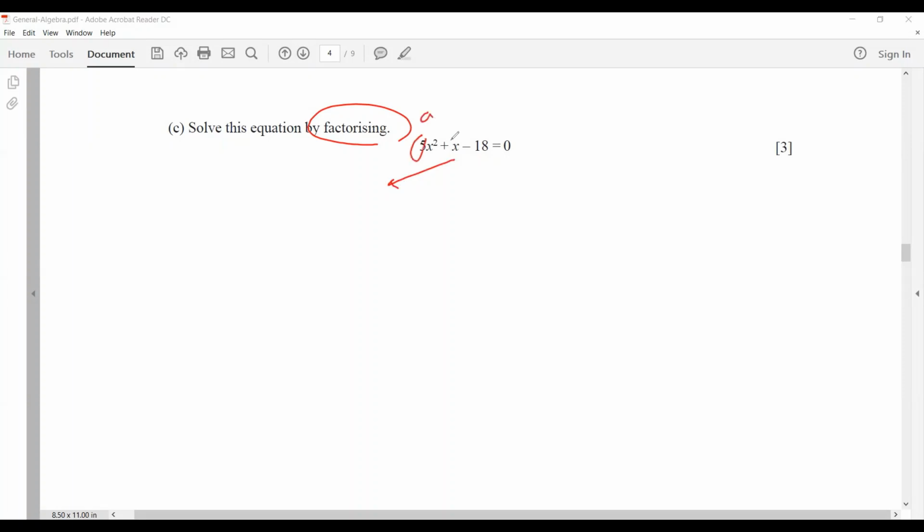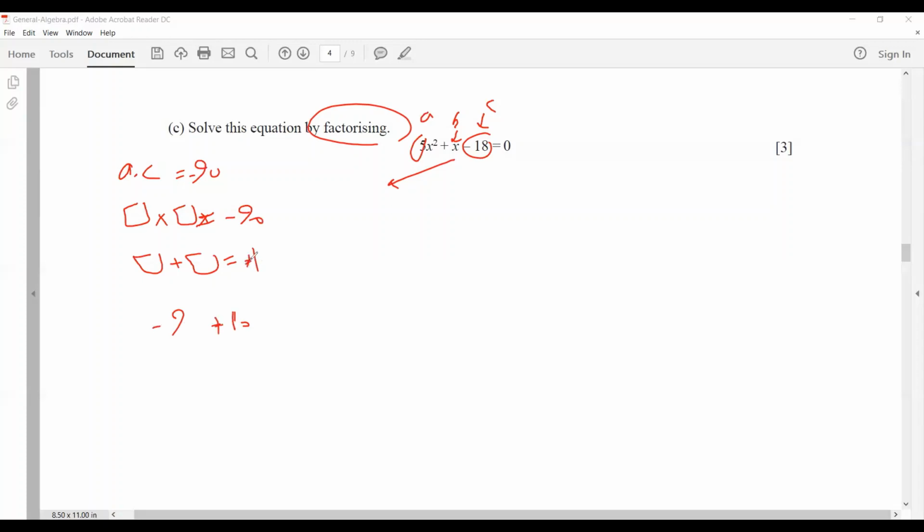Basically, this is A, this is B, and this is C, right? And AC can be obtained by multiplying A to C, which in this case gives me -90. So I'm looking for two numbers. When I multiply them, give me -90, right? And then when I add them together, give me the coefficient of x or b, which is 1. So those numbers are -9 and +10, right?